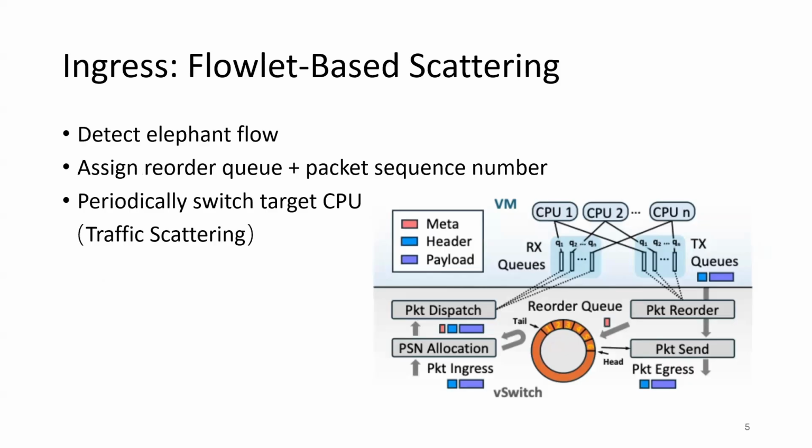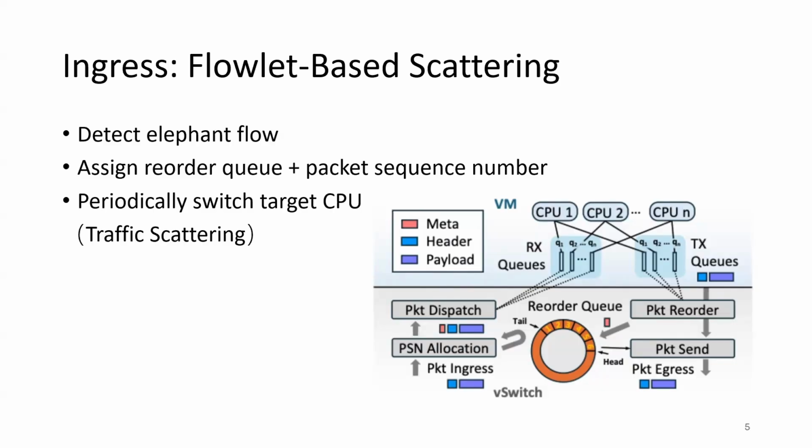Based on these observations, we propose PowerFlow. The key idea is to break elephant flow into smaller processing units, parallelize them across multiple CPU cores, and restore packet order before delivery. PowerFlow introduces two key modules inside the vSwitch: a breakup module at ingress and a reorder module at egress. At ingress, the breakup module detects elephant flows and splits them into flowlets based on time intervals.